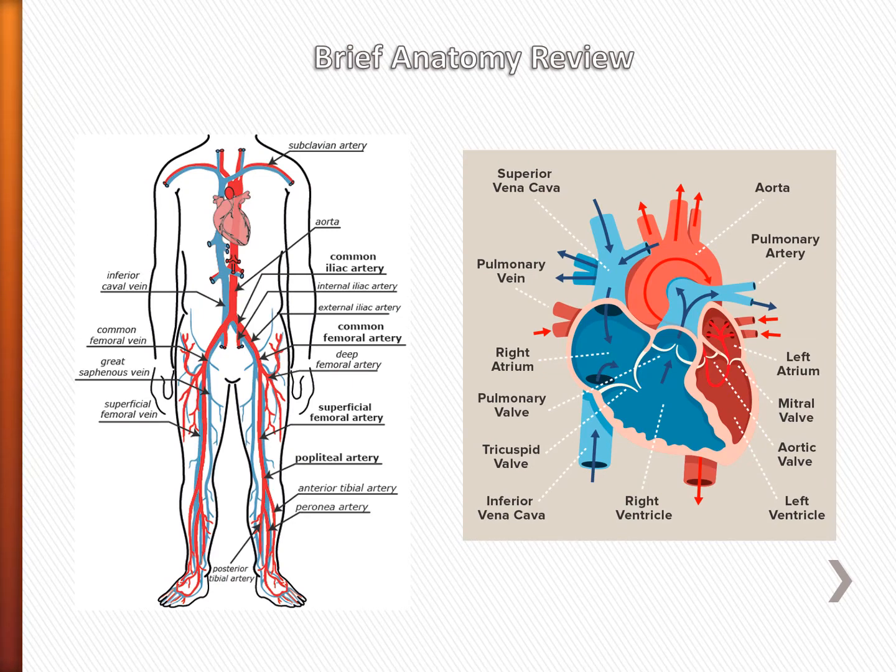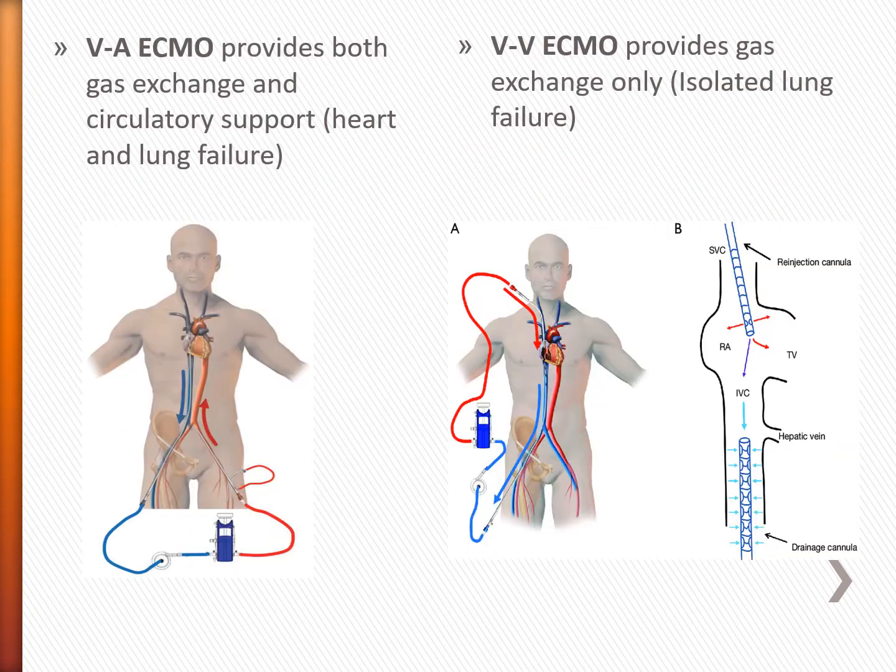This slide is included as a review for those who may require it. Here we see the most basic of ECMO setups. VA ECMO provides both gas exchange and circulatory support, pulling blood from the venous side and returning it to the arterial side, thus bypassing both heart and lungs.